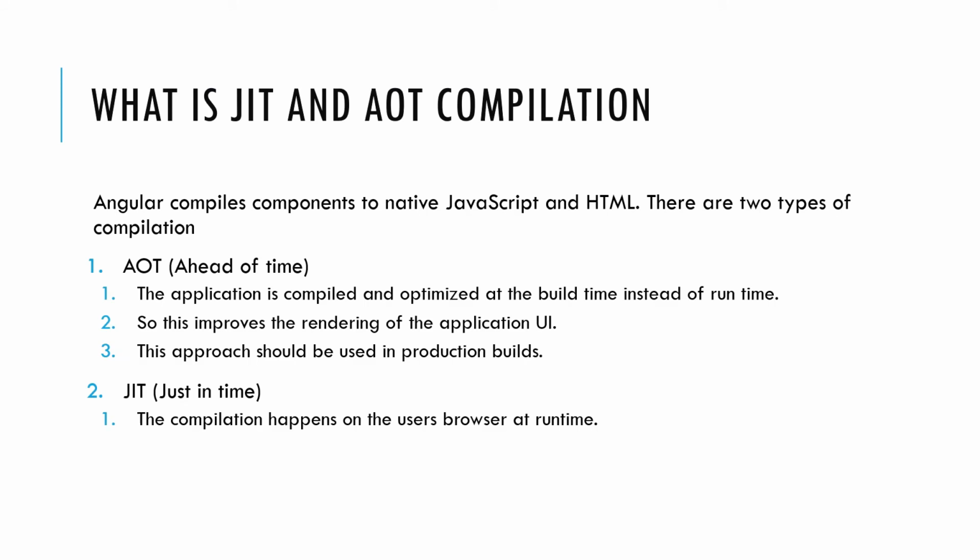So what is JIT and AOT compilation? Angular compiles the components to native JavaScript and HTML. There are two types of compilation: one is AOT, or ahead of time, and the second is JIT, just in time. In the case of AOT, the application is compiled and optimized at build time instead of runtime, so this improves the rendering of the application UI. This approach should be used in production builds. In the case of JIT, the compilation happens in the user's browser at runtime.